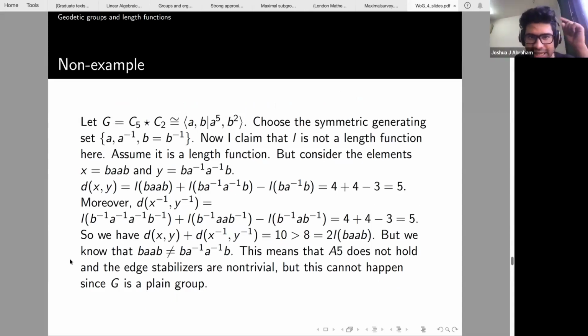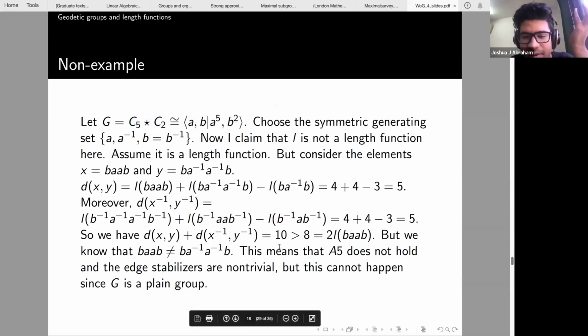And now we're going to look at an example. So you have a geodetic Cayley graph, but this is not a length function. The way I'm going to prove that it's not a length function is to just assume it is, and then it doesn't satisfy property A5. But this group is plain, so this cannot be a length function.